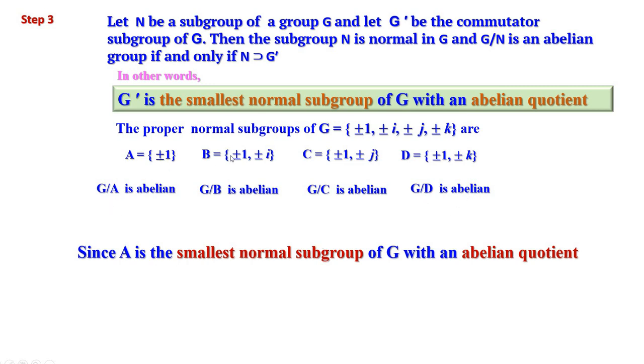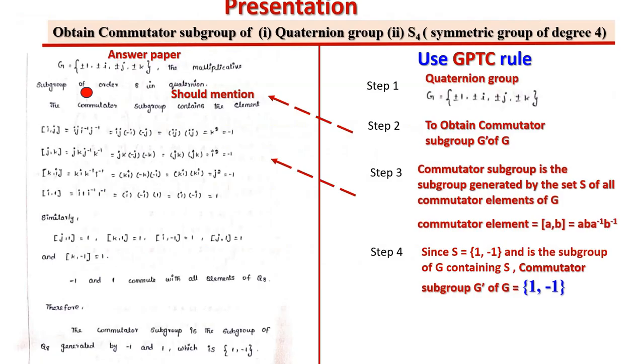Among all the normal subgroups, you have the quotient of all of them to be abelian, but A is the smallest normal subgroup of G with an abelian quotient. And so the conclusion is the commutator subgroup is nothing but your A, and that is the set consisting of 1 and minus 1.